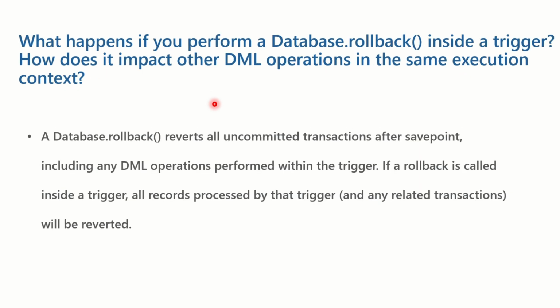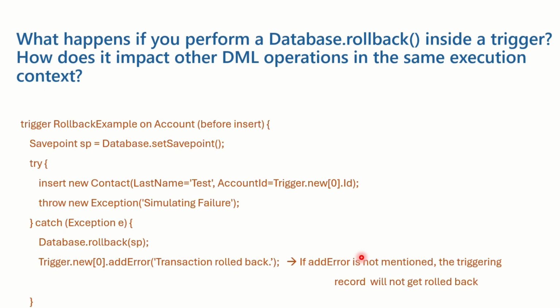Then the next question is, what happens if you perform a Database.rollback inside a trigger, and how does it impact other DML operations in the same execution context? Now, Database.rollback, we all know that it is going to revert the uncommitted transactions. But now try to understand this scenario. You have this trigger, and this is your savepoint at the very beginning. Then you have a custom exception to simulate the failure, you are throwing the exception, and in the catch block you are doing Database.rollback.